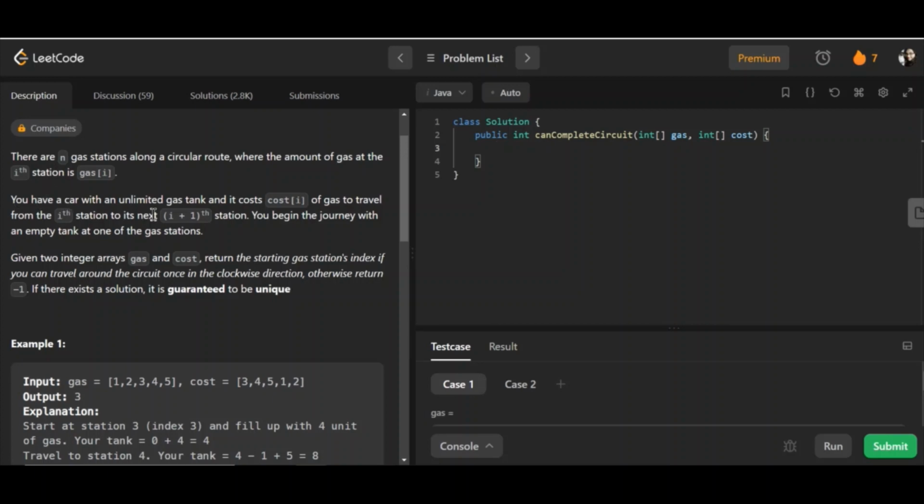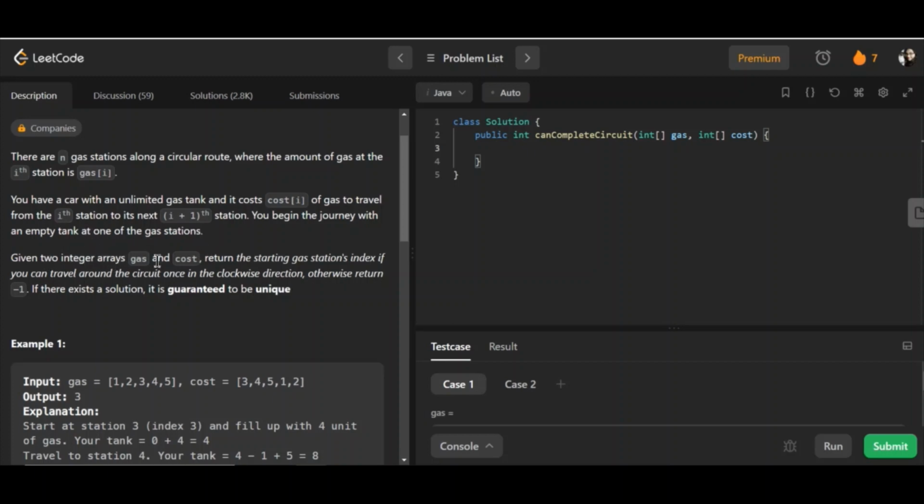You have a car with an unlimited gas tank. So a person is carrying a car, or I myself is carrying a car, which has a gas tank of unlimited capacity, and it costs cost[i]. So this is the cost array. You begin the journey with an empty tank. So I will begin the journey with an empty tank at one of the gas stations.